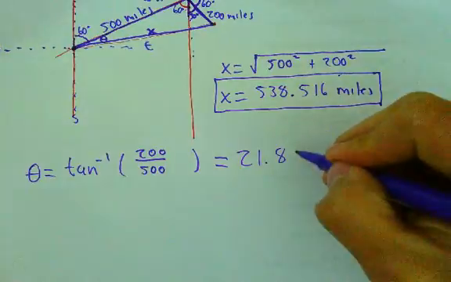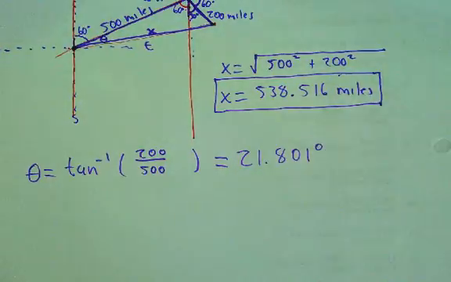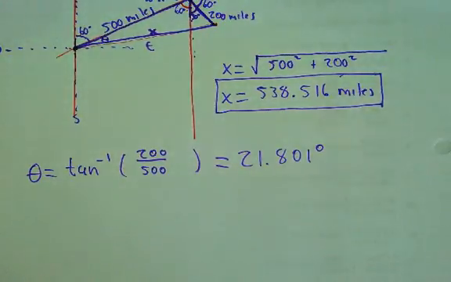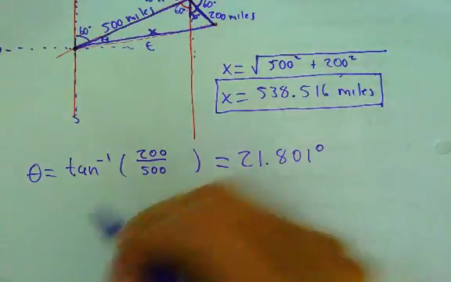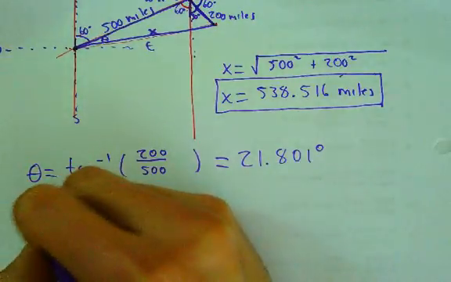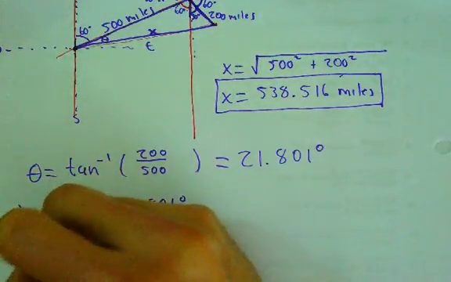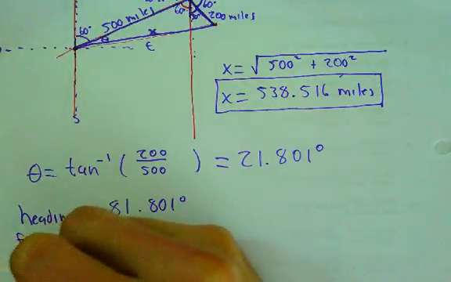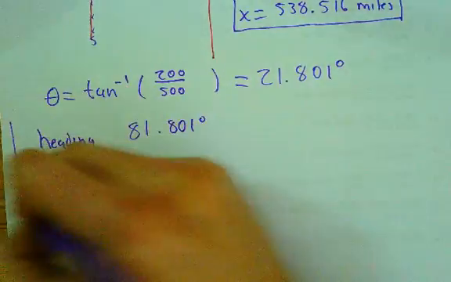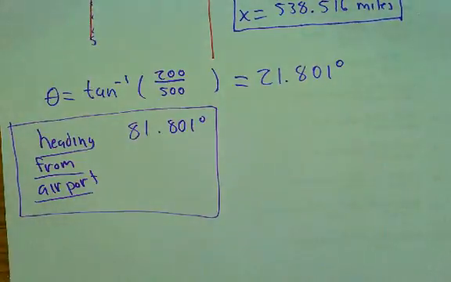Now, is that your answer? No, I got 25.7. No, I'm sorry. All right. But then, is that your final answer right here, guys? What is the heading then? The heading was 81.801. That's the heading from the airport to the current position right here. Okay? Questions? How do we feel about this so far? Okay. Yes, ma'am.